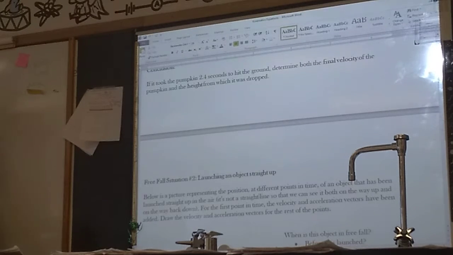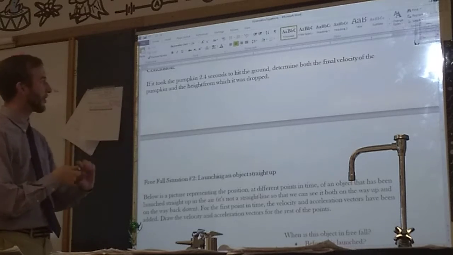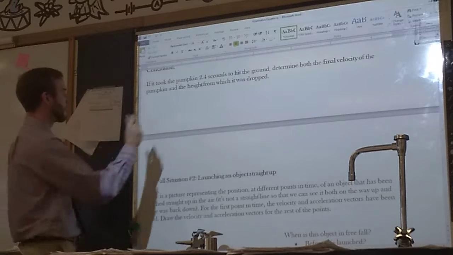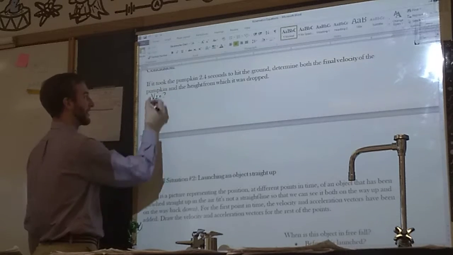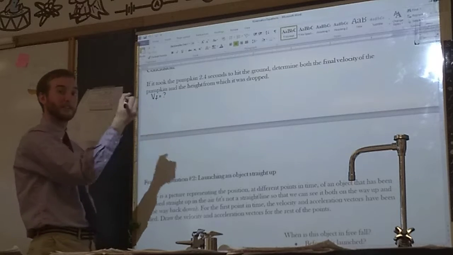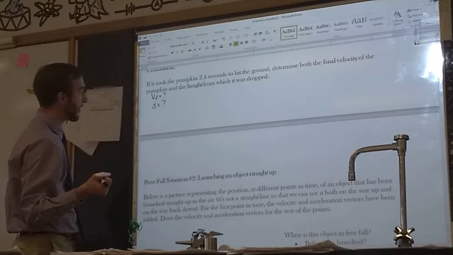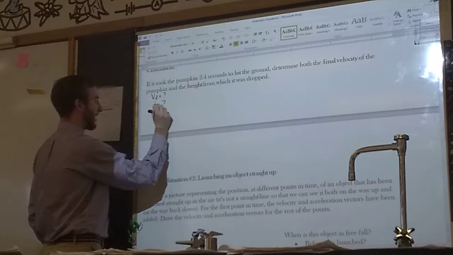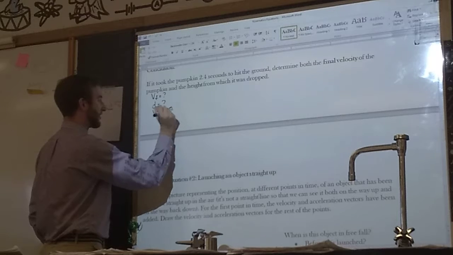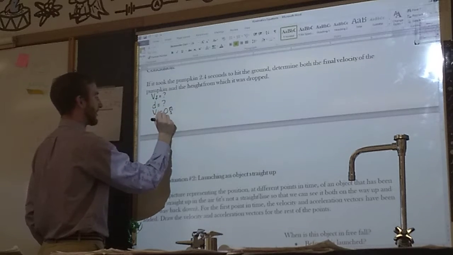So we're looking for the final velocity of the pumpkin right before it hits the ground, and also the height from which it was dropped. So the two things we're going to look for are vf, our final velocity, and also the height, which is a distance, so I'll represent that with d. Now the things that we know: this pumpkin was dropped from rest. That means the initial velocity must be 0 meters per second. We know that the time the pumpkin dropped for is 2.4 seconds.